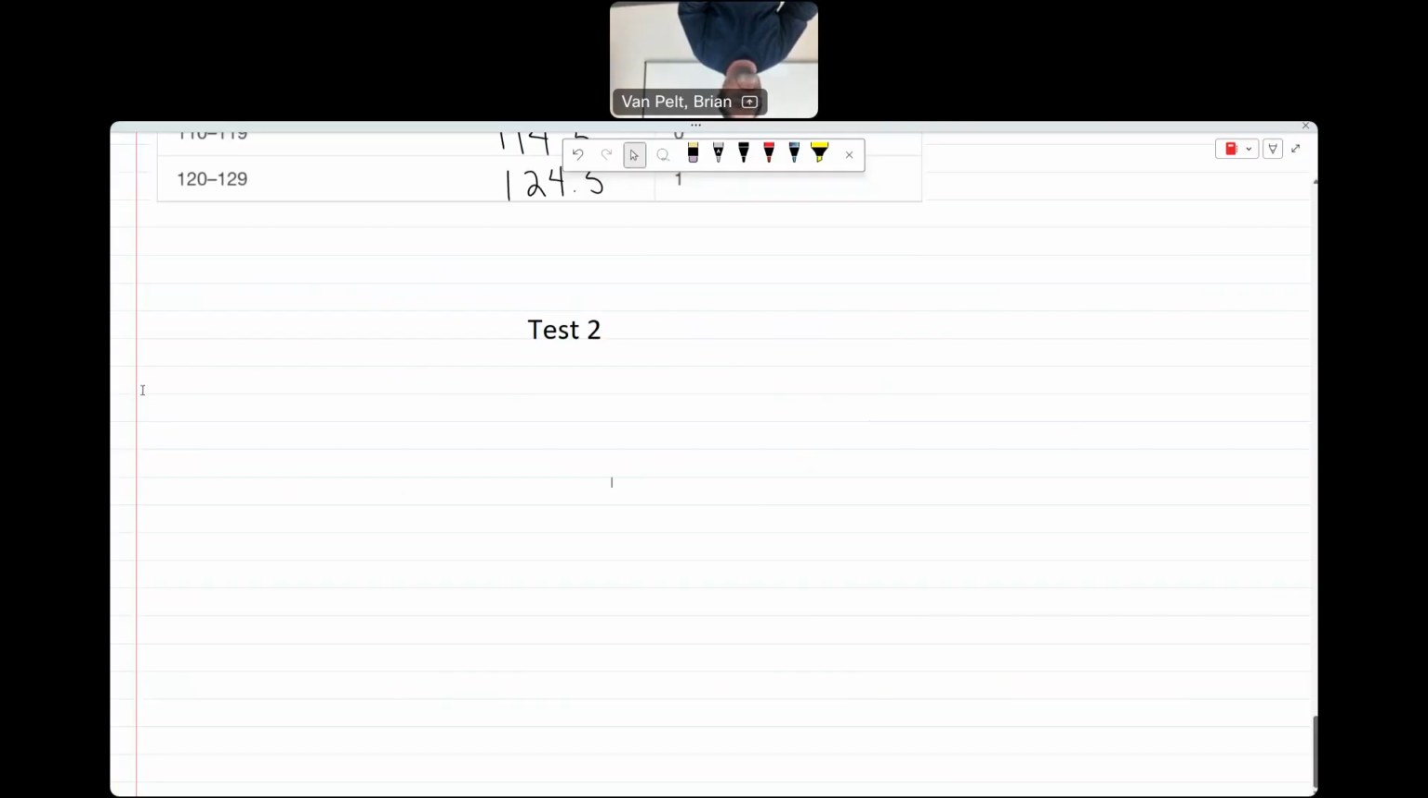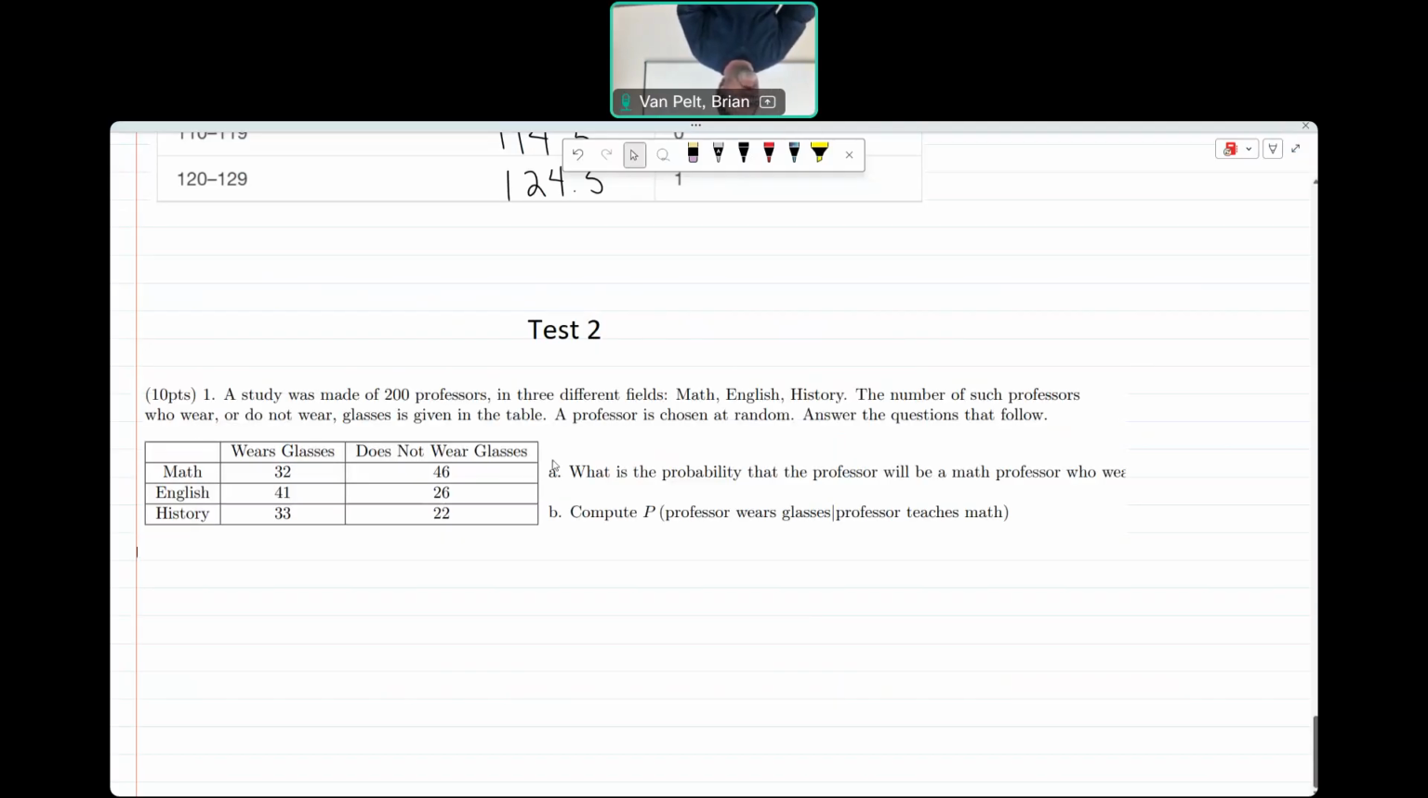For this particular question, I'm only interested in part B of it. I don't care about part A. This is where we started to talk about things called conditional probabilities. Do you remember that? For part B, it says compute the probability that a professor wears glasses given that that teacher teaches math.